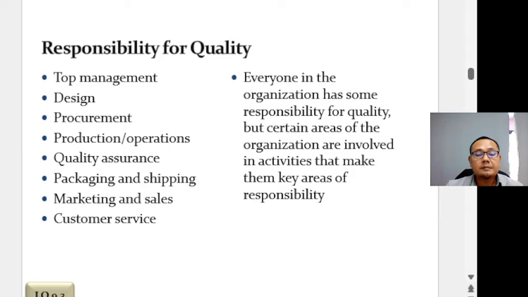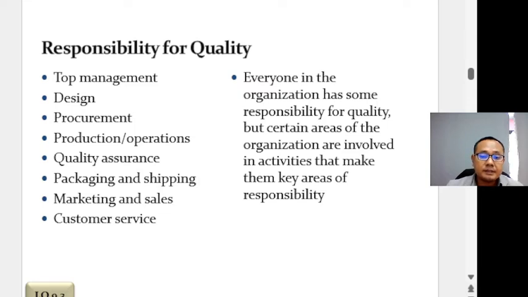And then marketing and sales. This department has the responsibility to determine customer needs and to communicate them to appropriate areas of the organization. Marketing and sales can also report whatever problems customers have with the product and service. That's a very good response from their department.